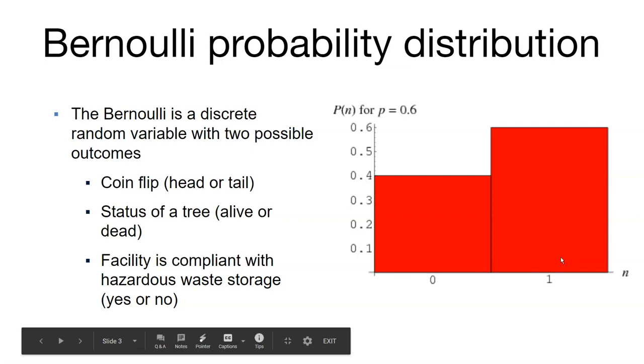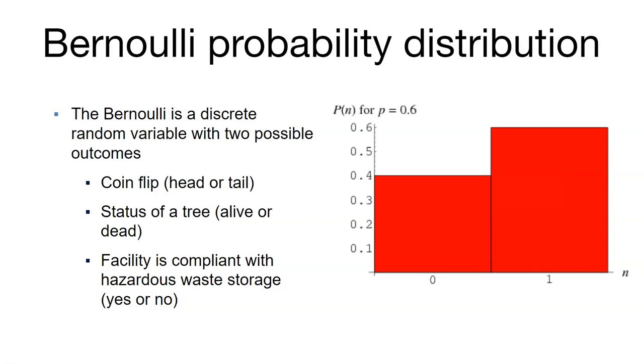And so we're going to start by talking about the Bernoulli and the binomial distribution. So the Bernoulli distribution is a very unique one. It is a discrete random variable. That is, it has two possible outcomes.